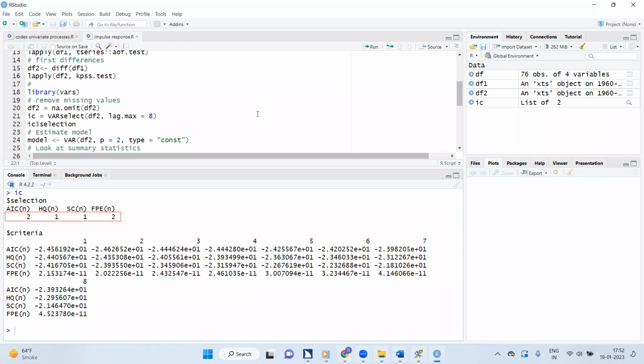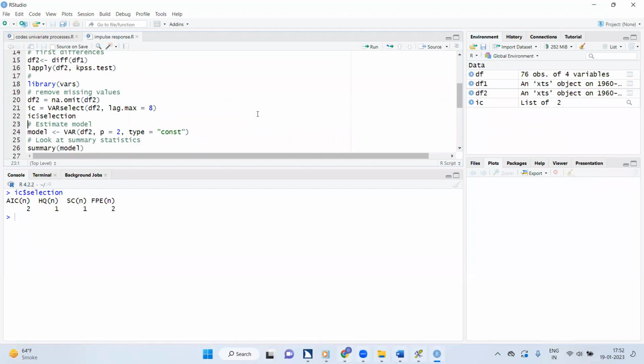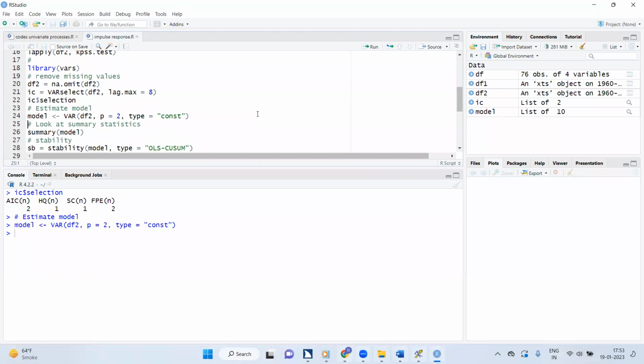We are going to fit a trivariate VAR with 2 lags. Why trivariate? We have 3 variables: income, investment, and consumption. You can print this information with IC$selection. Now look at the model. The model gets, instead of the arrow, I can use the equals sign. VAR is the function that will estimate the model on the data. Then p equals means how many lags we are going to use. Then, do you want an intercept, trend, etc.? So our model has been estimated.